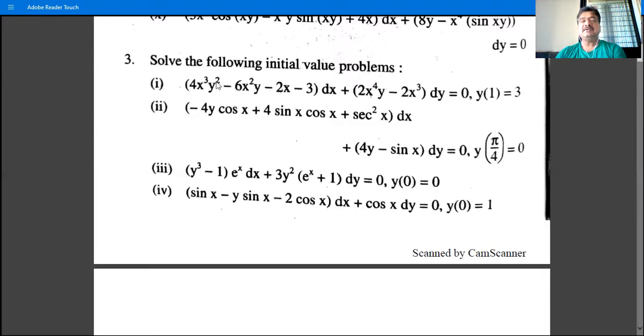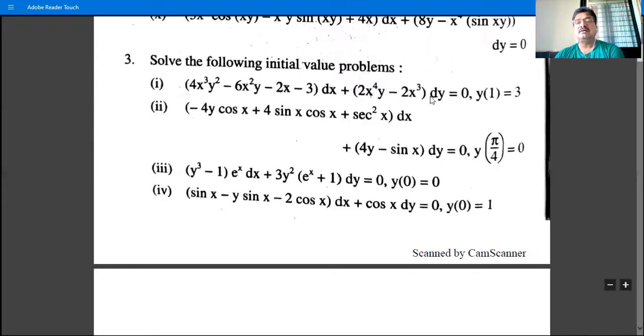That is, first find the general solution of this differential equation M dx plus N dy is equal to 0. So first show that ∂M/∂y is equal to ∂N/∂x, and then find the general solution by using the formula: integration of M dx plus integration of terms in N independent of x dy is equal to constant, and that constant is c.